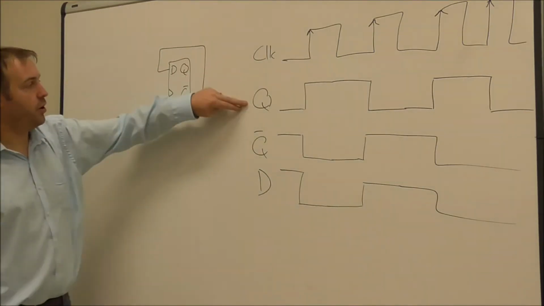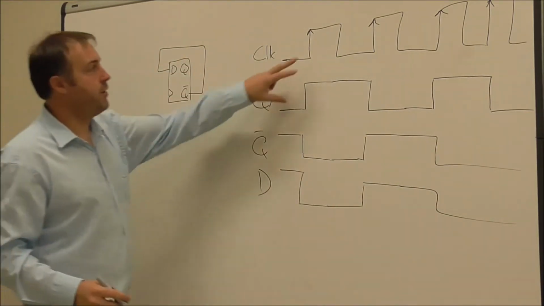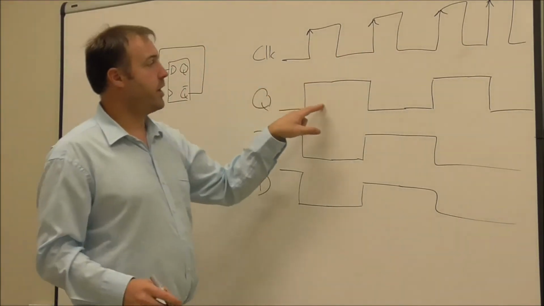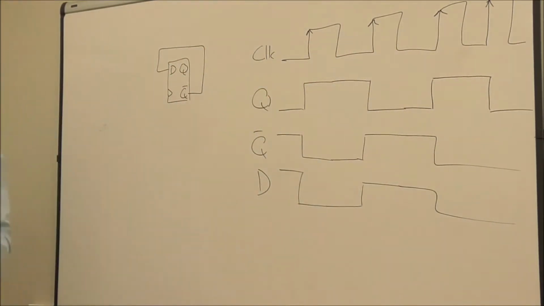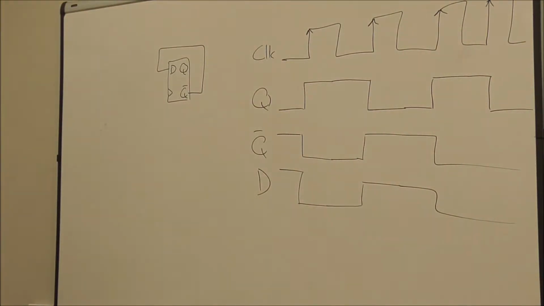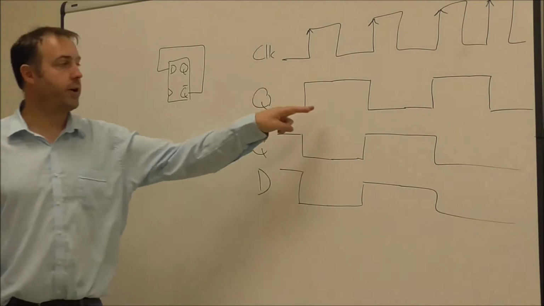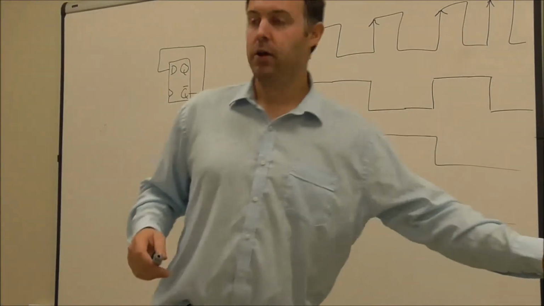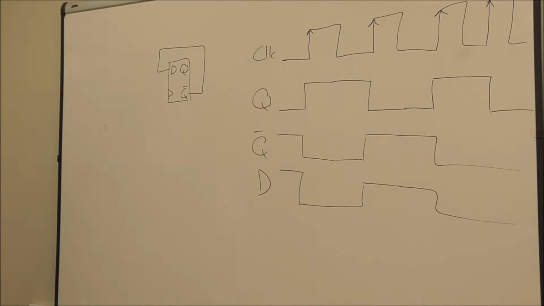Just looking at Q and the clock at the moment, you see that for every 2 pulses of the clock, we get 1 pulse on the Q. So the period is doubled, or the frequency is halved. This is an important thing about what happens with a toggle type flip-flop. Now we're going to see why we need to use toggle type flip-flops in the counter in a moment.